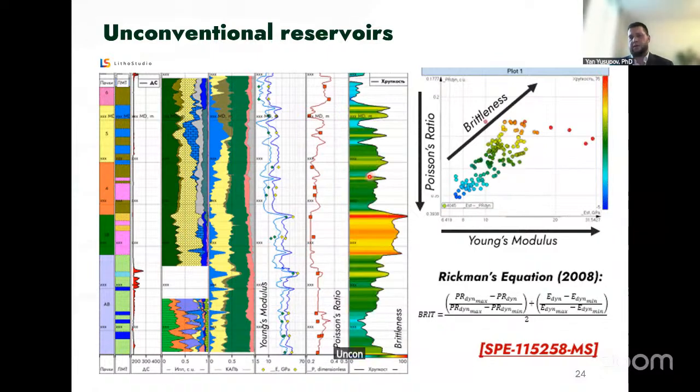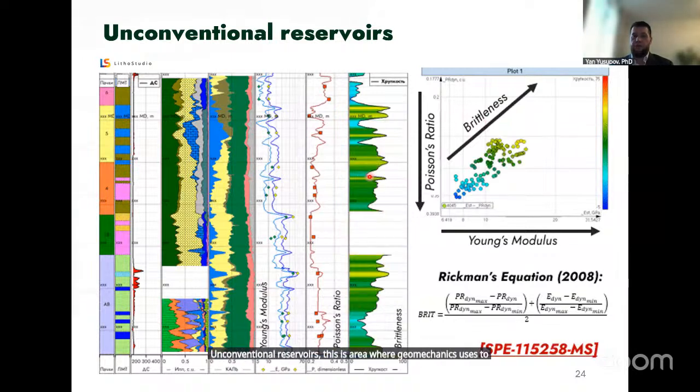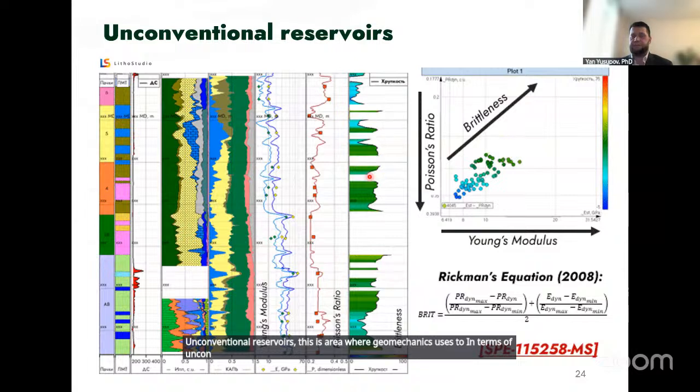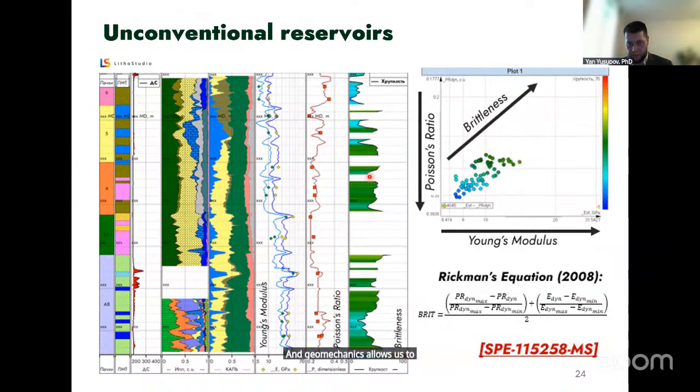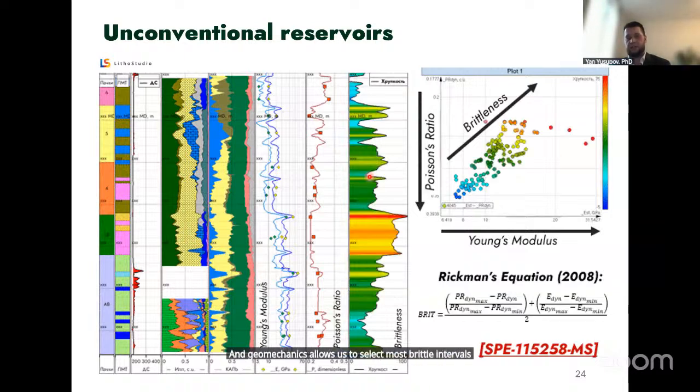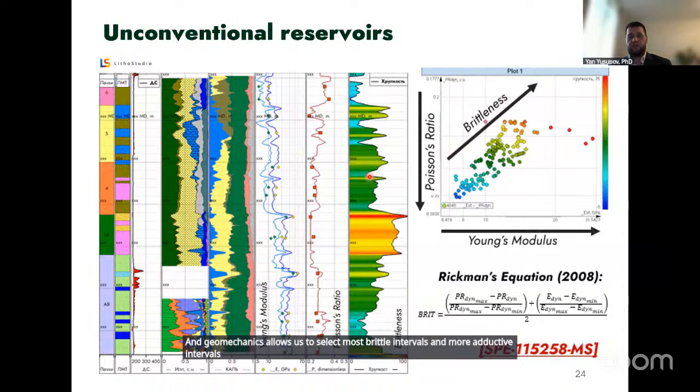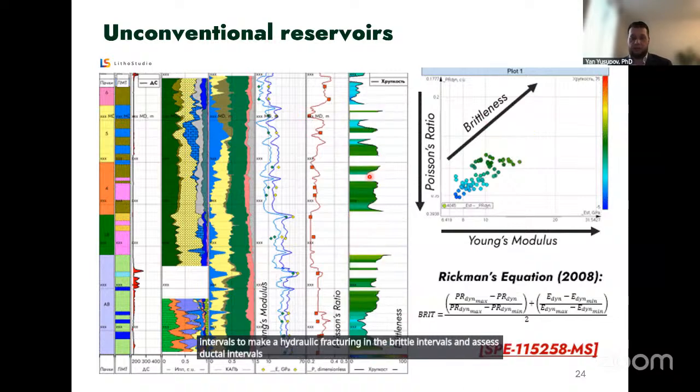Unconventional reservoirs are an area where geomechanics is used. In terms of unconventional reservoirs, we need to understand where to search for intervals for hydraulic fracturing. Geomechanics allows us to select the most brittle intervals and more ductile intervals, to perform hydraulic fracturing in the brittle intervals, and to treat ductile intervals as barriers to fracturing.